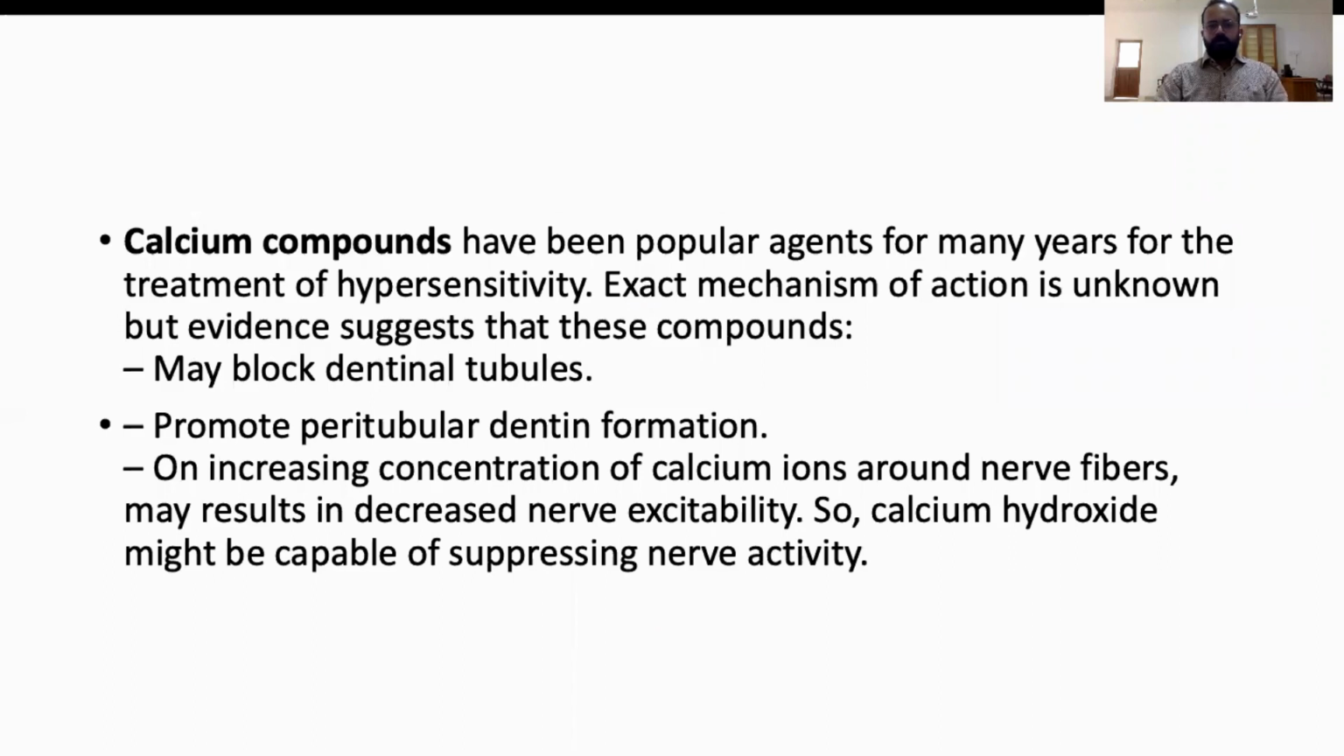Calcium compounds have been popular agents for many years for the treatment of hypersensitivity. The exact mechanism of action is unknown, but evidence suggests that these compounds may block dentinal tubules and promote the formation of peritubular dentin. Increasing the concentration of calcium ions around the nerve fibers may also result in decreased nerve excitability. So calcium hydroxide might be capable of suppressing nerve activity.